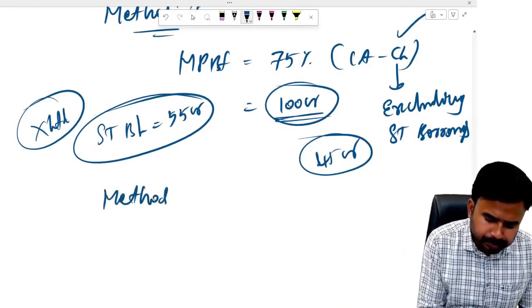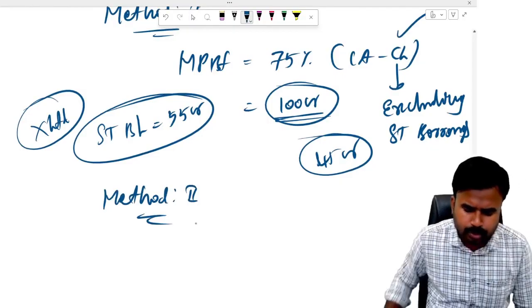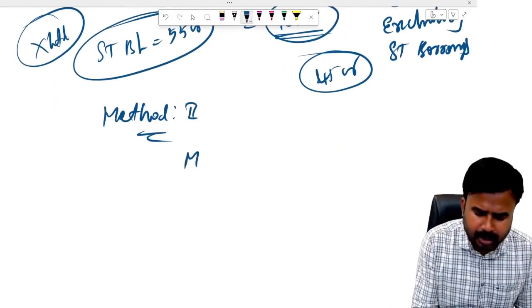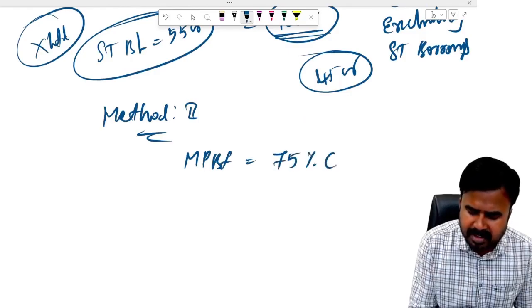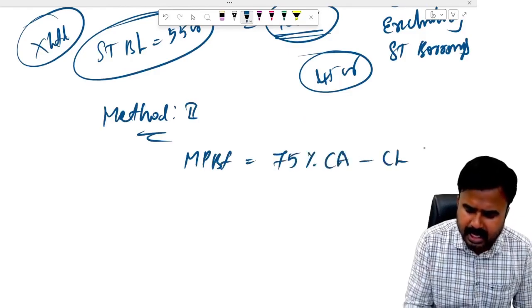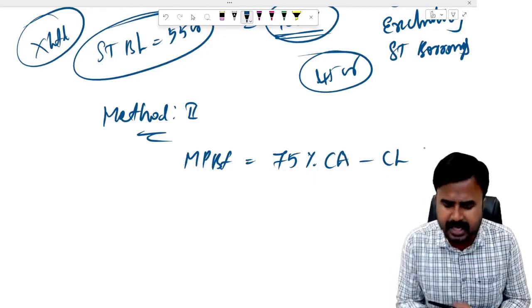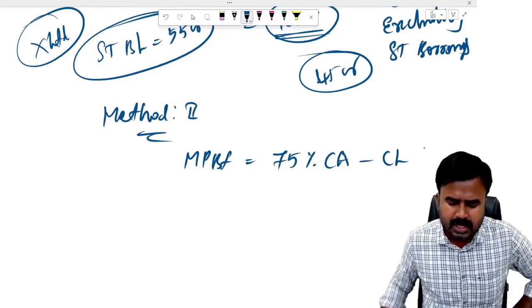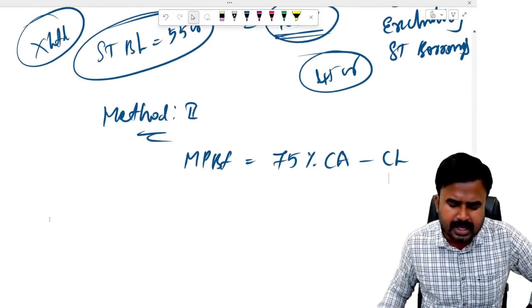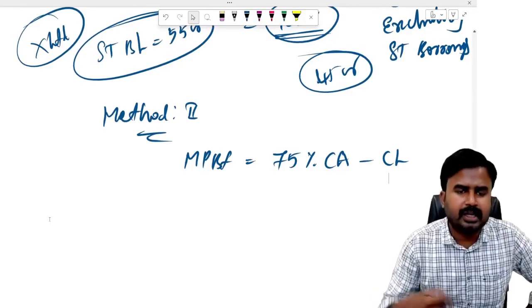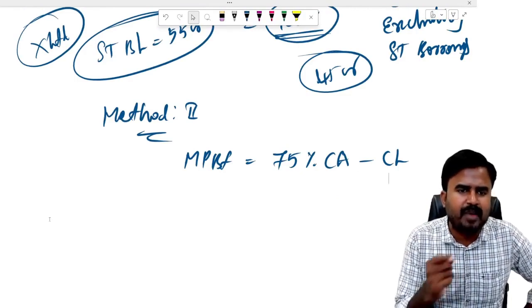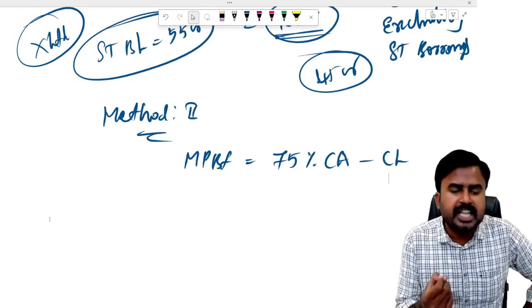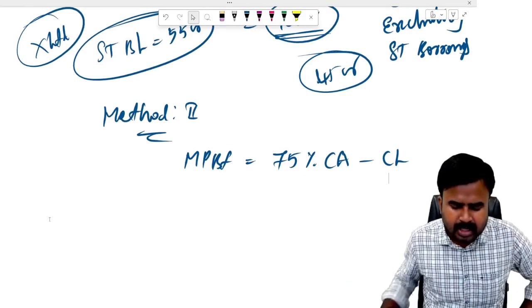Method 2. Under method 2, MPBF is equal to 75% of current assets minus current liabilities. The formula changes: apply 75% only to current assets. Even here, while considering current liabilities, you must exclude short-term bank borrowings in the form of bank overdraft, cash credit or any short-term bank loans. Okay, this is method 2.